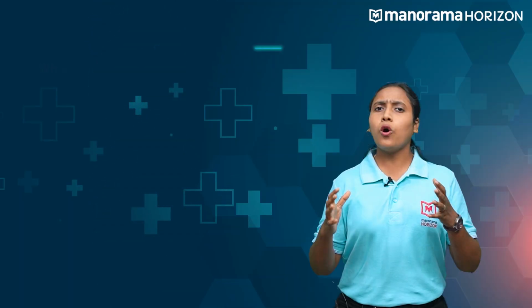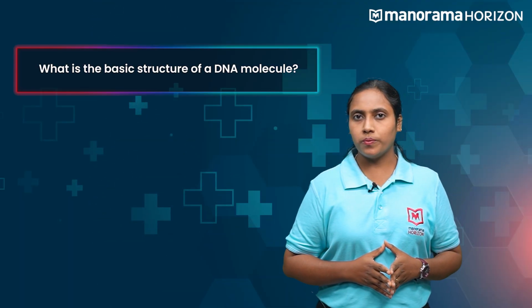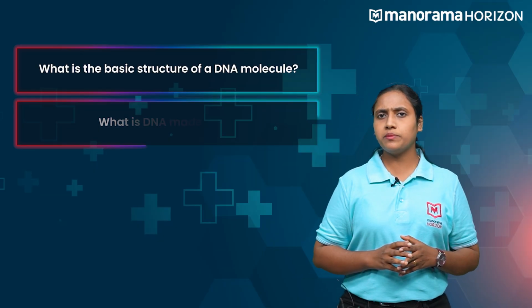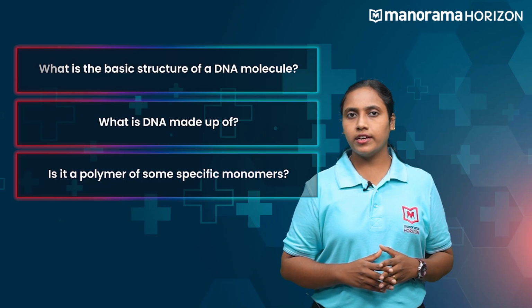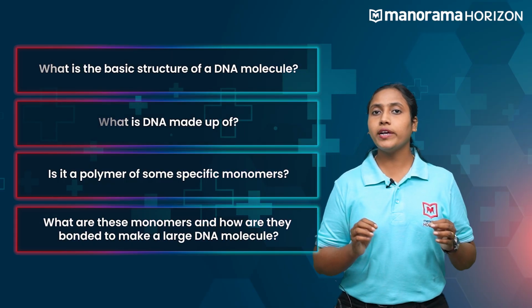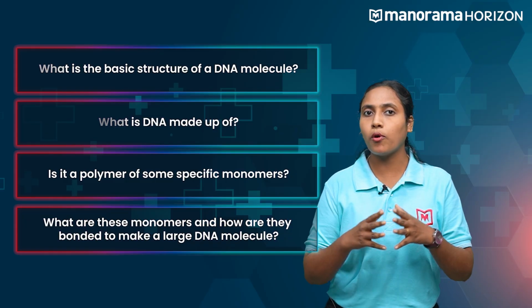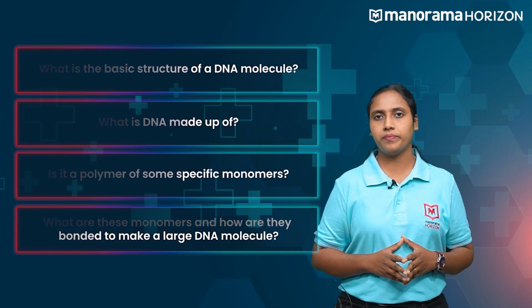Now that you have learned about chromosomal variations and associated disorders, can you correlate them with DNA that stores the genetic information in our cells? What is the basic structure of a DNA molecule? What is it made up of? Is it a polymer or a monomer? If it is a polymer, what are the monomers and how are they bound to make a large DNA molecule? We'll find out answers to all these questions in our next session. Let's summarize what we have learned.